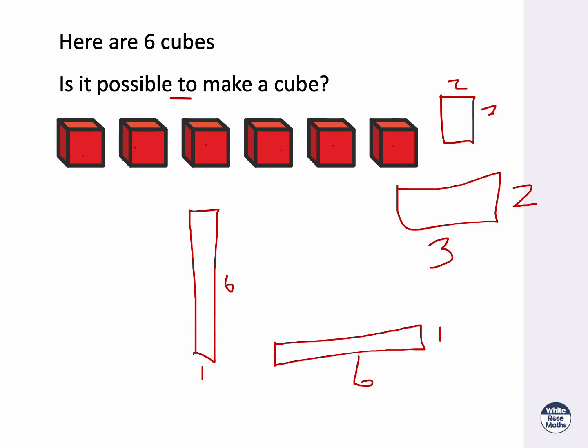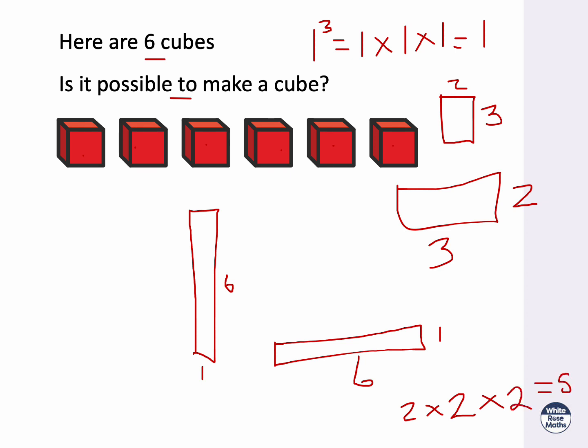So the question now is, we want to make what we call a perfect cube. One way of looking at it is, is 6 a cube number? Now, a cube number is made by multiplying a number by itself 3 times. So 1 cubed is going to be 1 times 1 times 1, and that equals the number 1. 2 cubed is going to be 2 times 2 times 2, which is going to be 8. Now, because 6 lies in between 1 and 8, 6 is not actually a cube number. It is not a perfect cube. So the answer to this would be no.